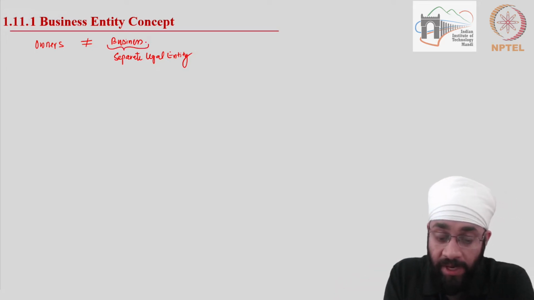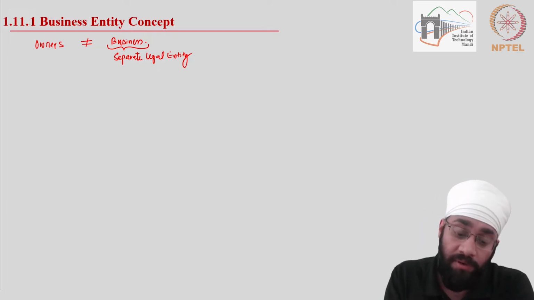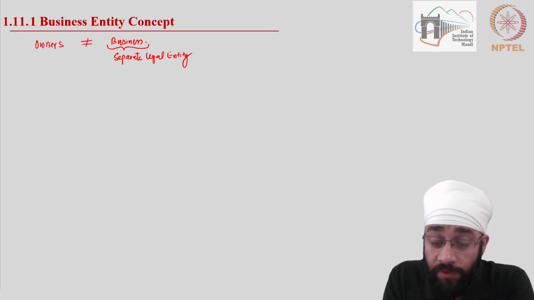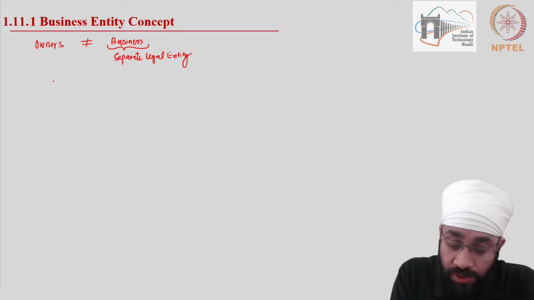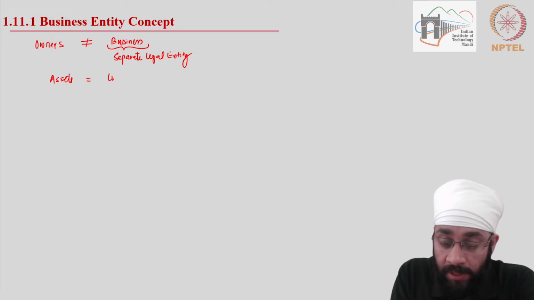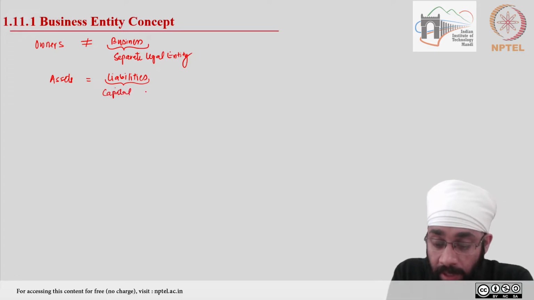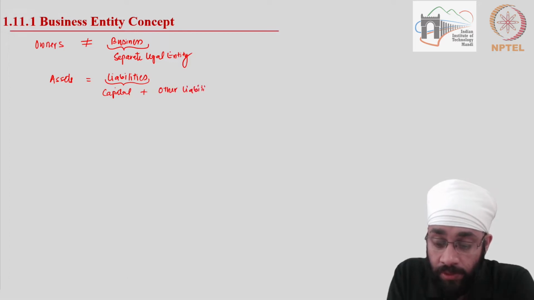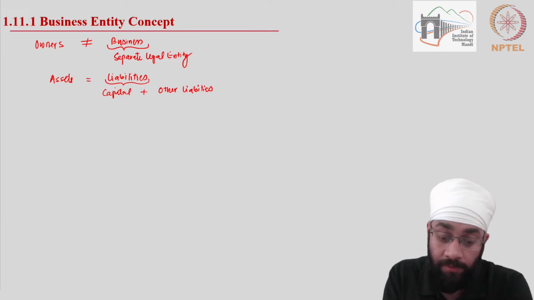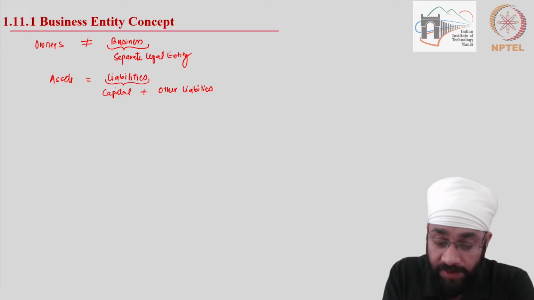The business has its own entity, so you should not mix it up with the personal transactions of the owner. And we saw a proof of this in the accounting equation. The accounting equation is assets equals liabilities. And if you look into more details on the liability side, you have capital and you have the rest of the liabilities. I'm just writing this to illustrate to you how owners are kept separate from the business.